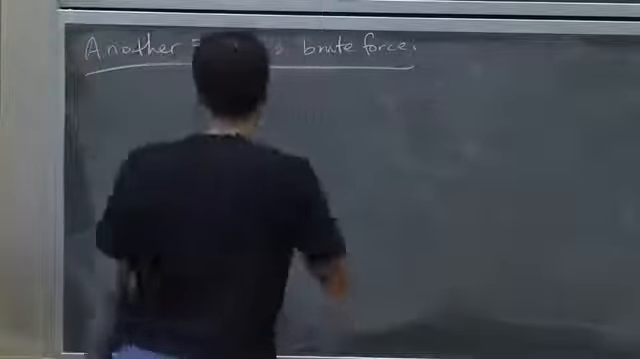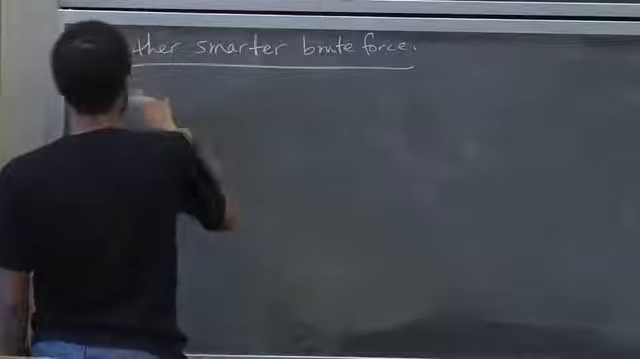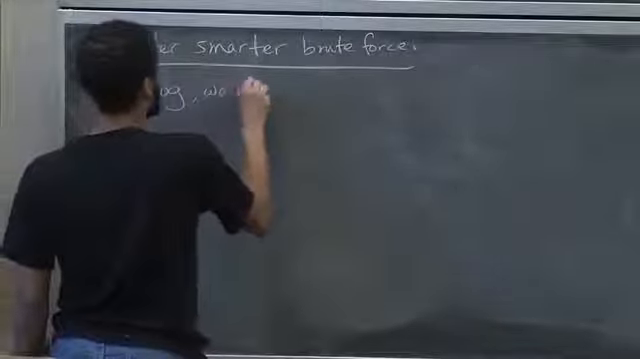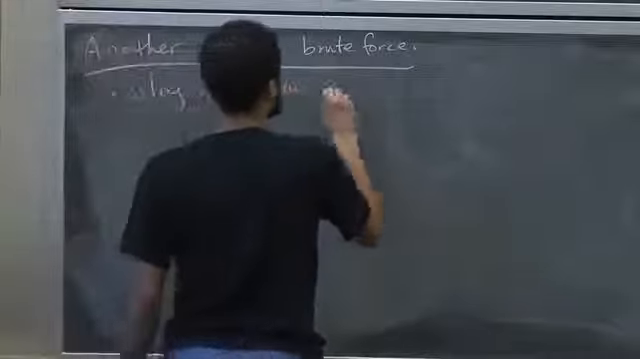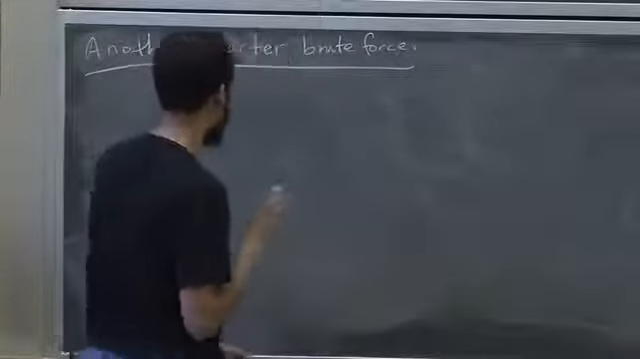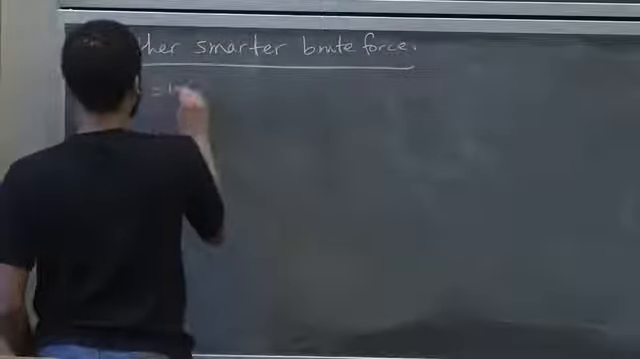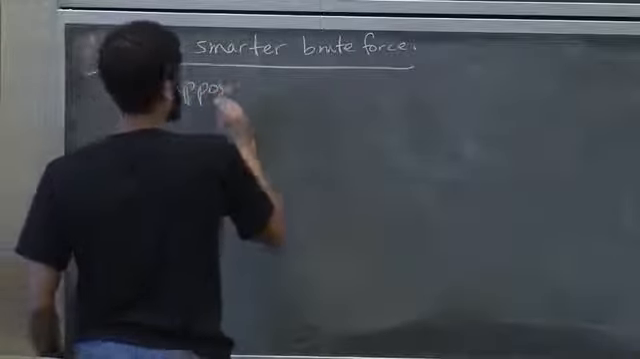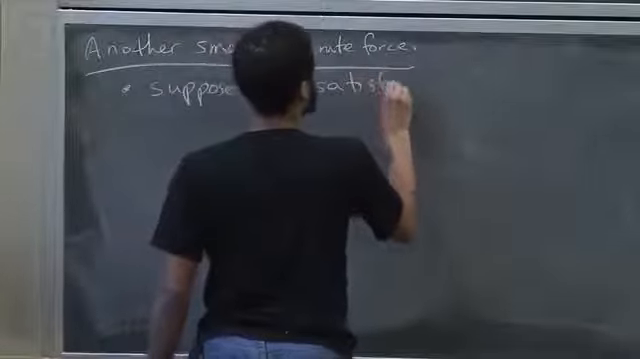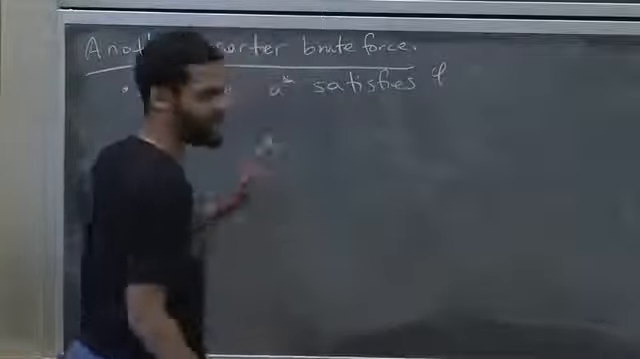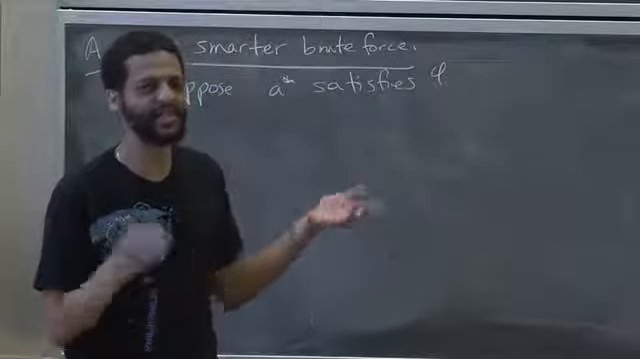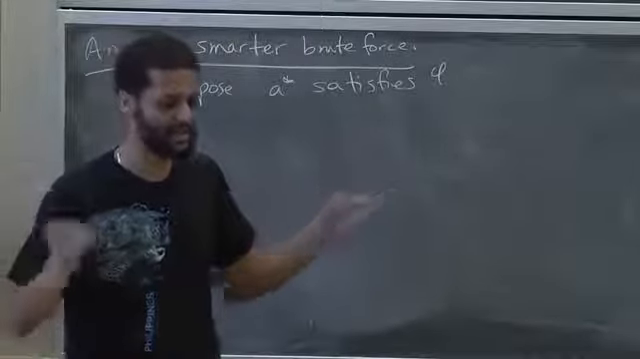Without loss of generality, suppose A star satisfies phi. So phi is satisfiable. If it's not satisfiable, then the algorithm I'm going to tell you is just not going to find a satisfying assignment, and we're going to output that it's not satisfiable.